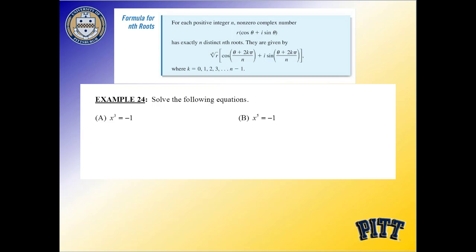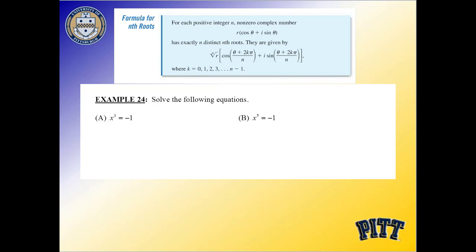We can also take roots of complex numbers. And we're talking about integer roots here. We're not talking about any other kind of root. For each positive integer n, a non-zero complex number, r times the cosine of theta plus i times the sine of theta, has exactly n distinct nth roots, which are given by the following formula.